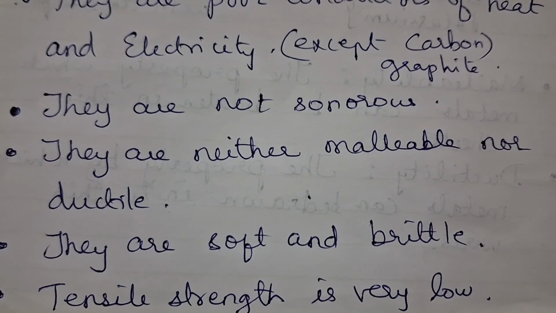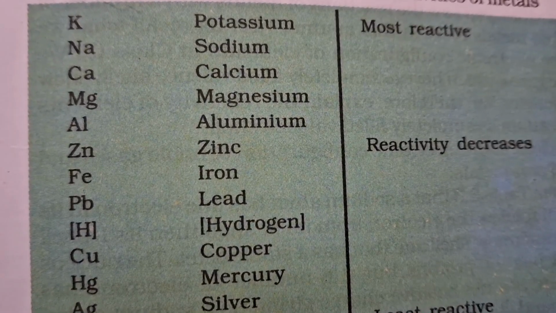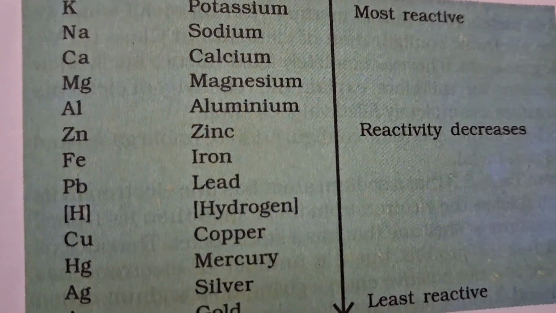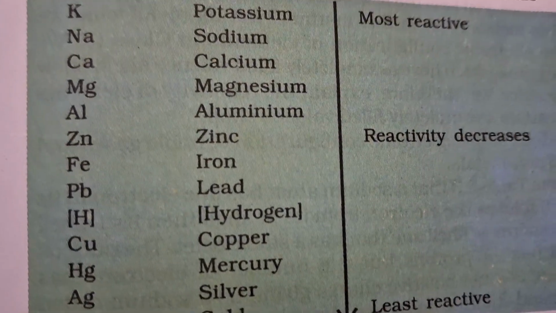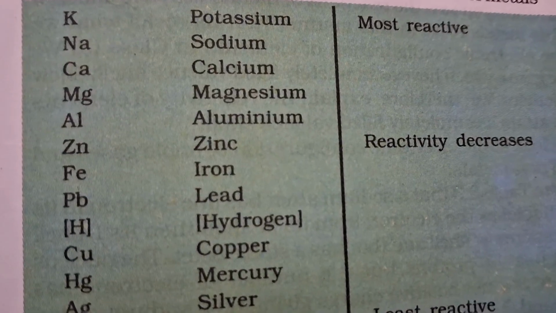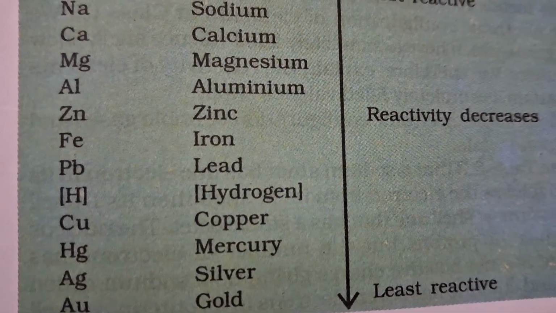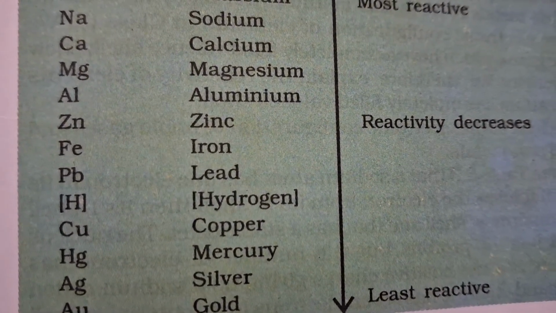Strength is very low. This is the activity series. First one is potassium, sodium, calcium, magnesium, aluminium, zinc, iron, lead, hydrogen, copper, mercury, silver and gold. In the beginning, the one on top is more reactive. As it comes down, the last ones, silver and gold, are least reactive. So from top to bottom the reactivity decreases.